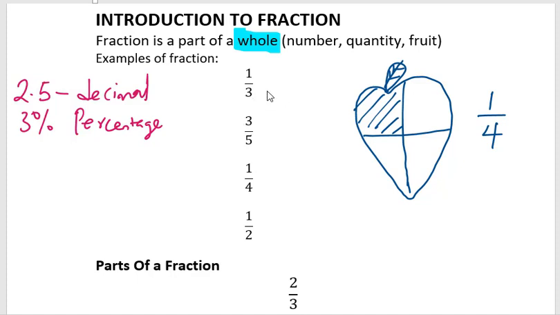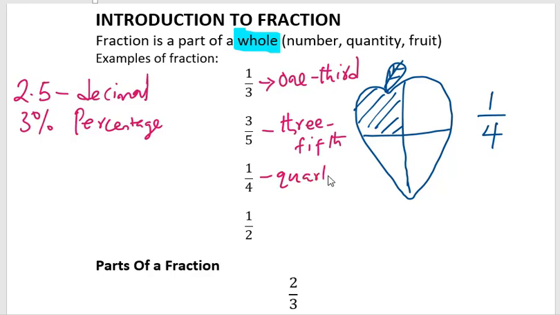Okay, so for these fractions, we'll have this as 1/3. This one is 3/5. That's how you pronounce fractions. This one is 1/4, or a quarter. So you can say quarter or 1/4, or fourth, spelled F-O-U-R-T-H. And this one is half. You can use quarter or 1/4, and I just want to use half for this one. This is how we pronounce fractions.